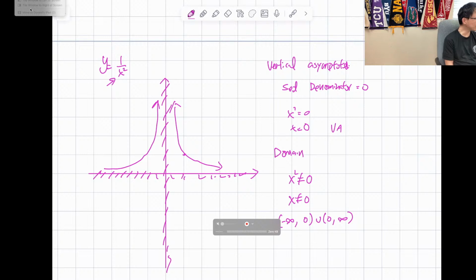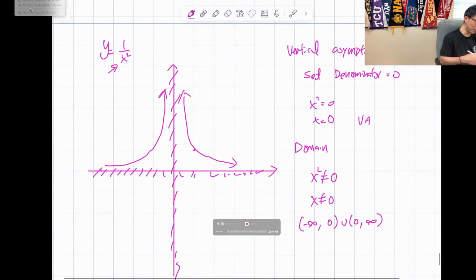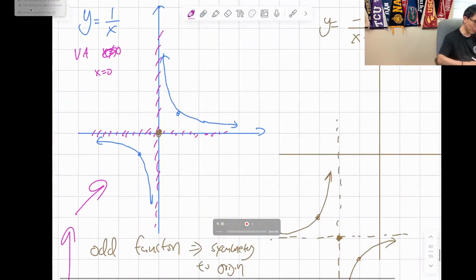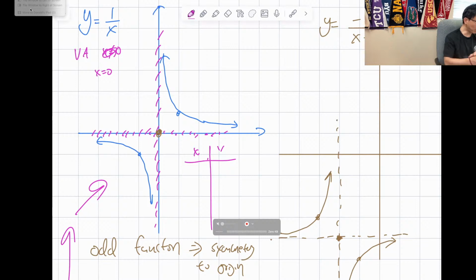Set the denominator equal to 0. Why? Because when the denominator equals 0, you get a number divided by 0. A number over 0 is undefined, not definable. But think about it. Let's just say 1 over x. You plug in values approaching 0 from the left side, because we know plugging in 0 is undefined. Does that make sense? What happens if you plug in 0.1? Well, 1 over 0.1 is what?